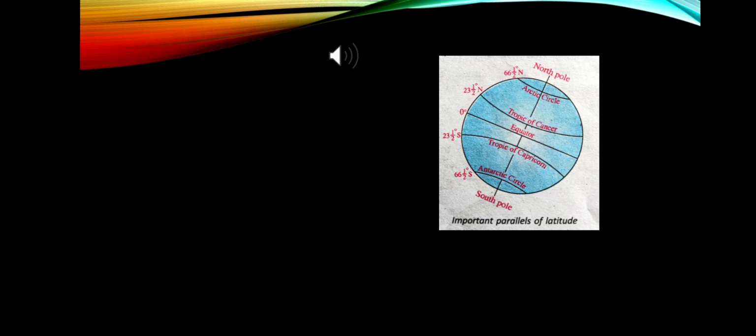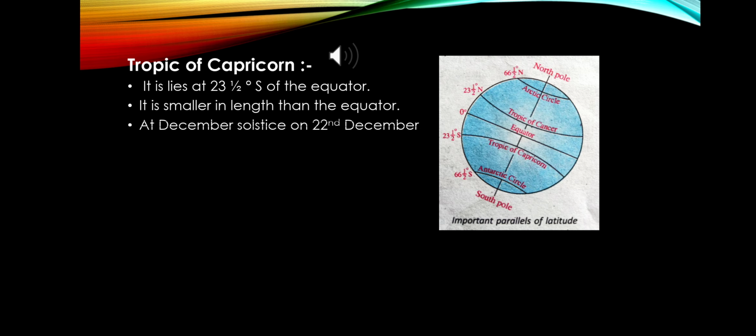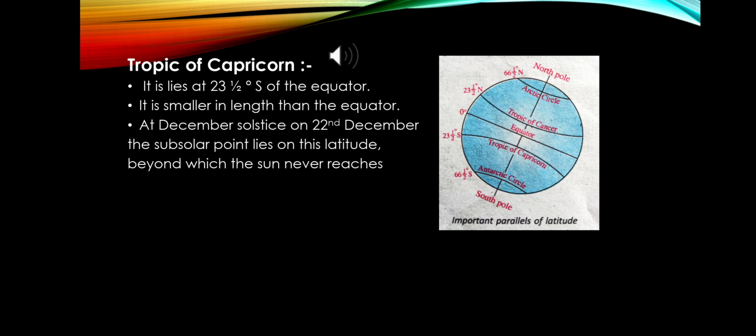Tropic of Capricorn, that is 23.5 degrees south. It lies to the south of the equator, and it is smaller in length than the equator, and it encircles the earth horizontally in the southern hemisphere. And at the winter solstice, that means 22nd December, the subsolar point lies on this latitude, beyond which the sun never reaches overhead in the southern hemisphere.